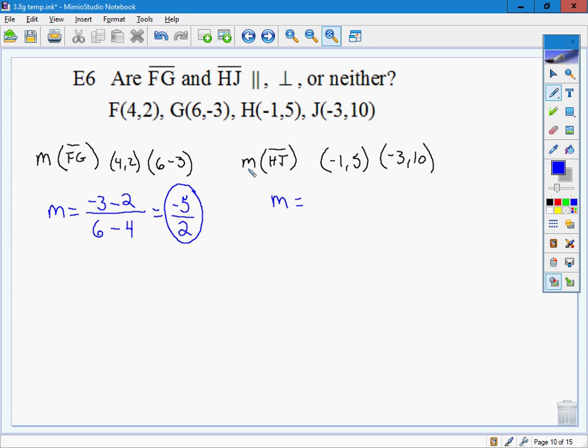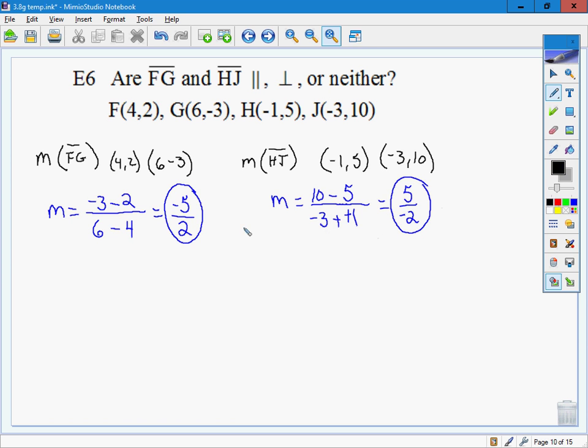Coming over to the slope of HJ. y2, 10, minus y1, 5, over x2, -3, minus x1, -1. 10 minus 5 is 5. Minus a negative changes to a positive. -3 plus 1 is -2.